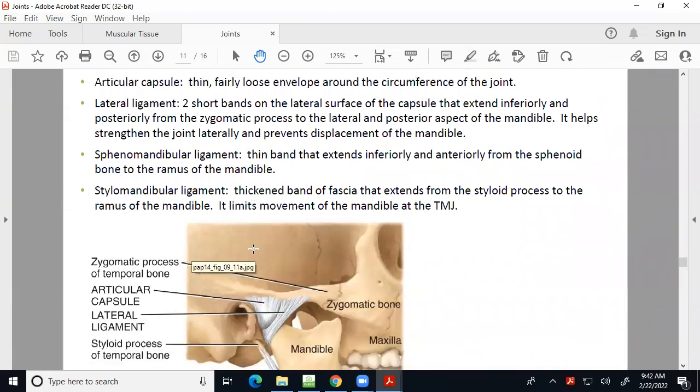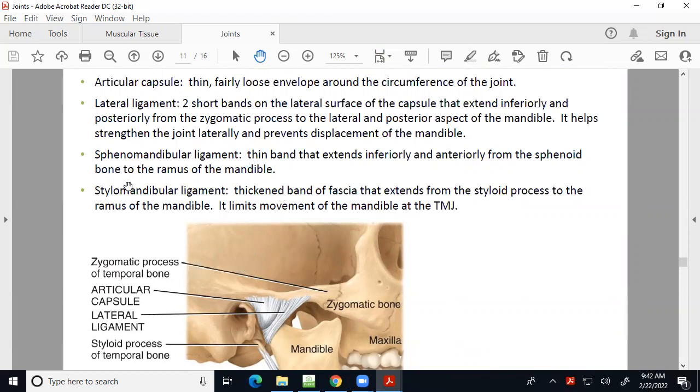The lateral ligament, which I want you to highlight, is two short bands on the lateral surface of the capsule, extending inferiorly and posteriorly from the zygomatic process to the lateral and posterior aspect of the mandible. Not that I'm going to ask you to know all those details. I really mainly am going to want you to identify these things. The function of that lateral ligament is to strengthen the joint laterally and prevent displacement of the mandible.